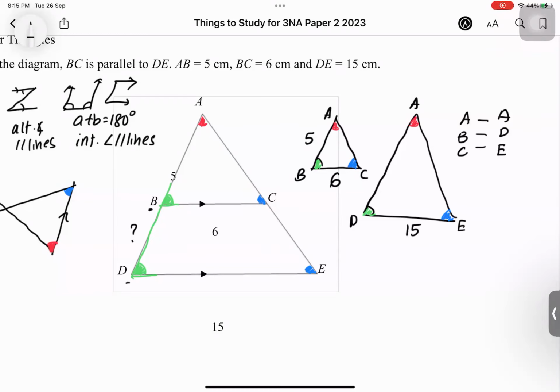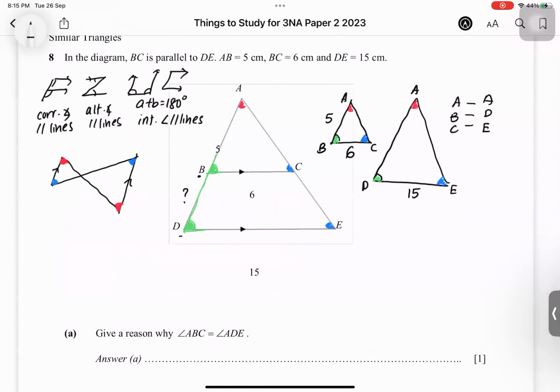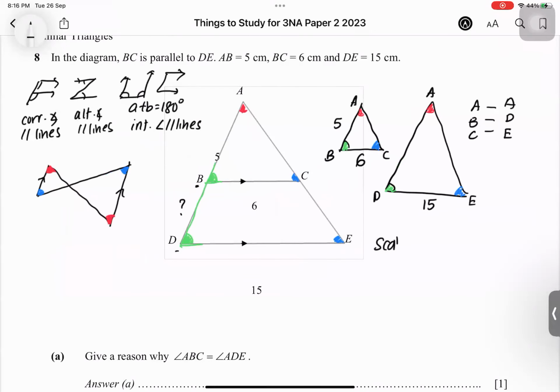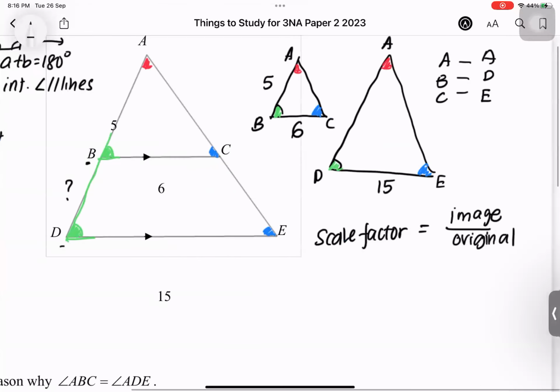For similar triangles, we need to know certain concepts. First one, scale factor. Anyone remember what a scale factor is? How to find scale factor? Anyone remember? No. Scale factor is length of image. Yes, thank you, Hannah. Image over original, right? Scale factor is image over original.